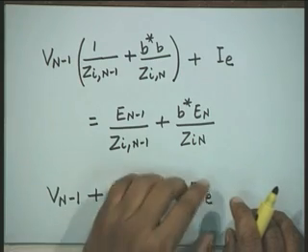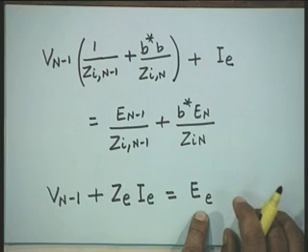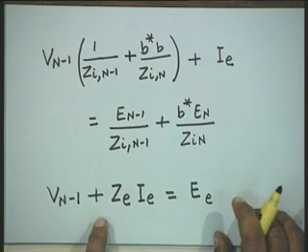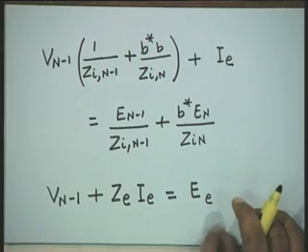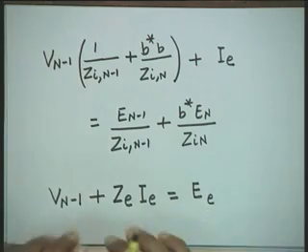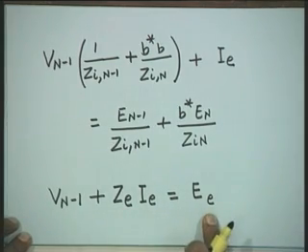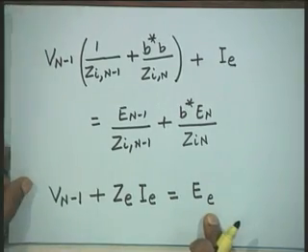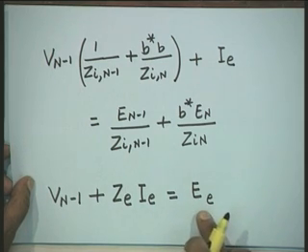That is, if I try to write down the equivalent generator, the equivalent generator internal voltage is E E, equivalent impedance is Z E, and equivalent current is I E. Therefore, the equivalent generator model in the classical form is V n minus 1 plus Z E into I equal to I. Now you can identify from this equation what Z E and E E will be.